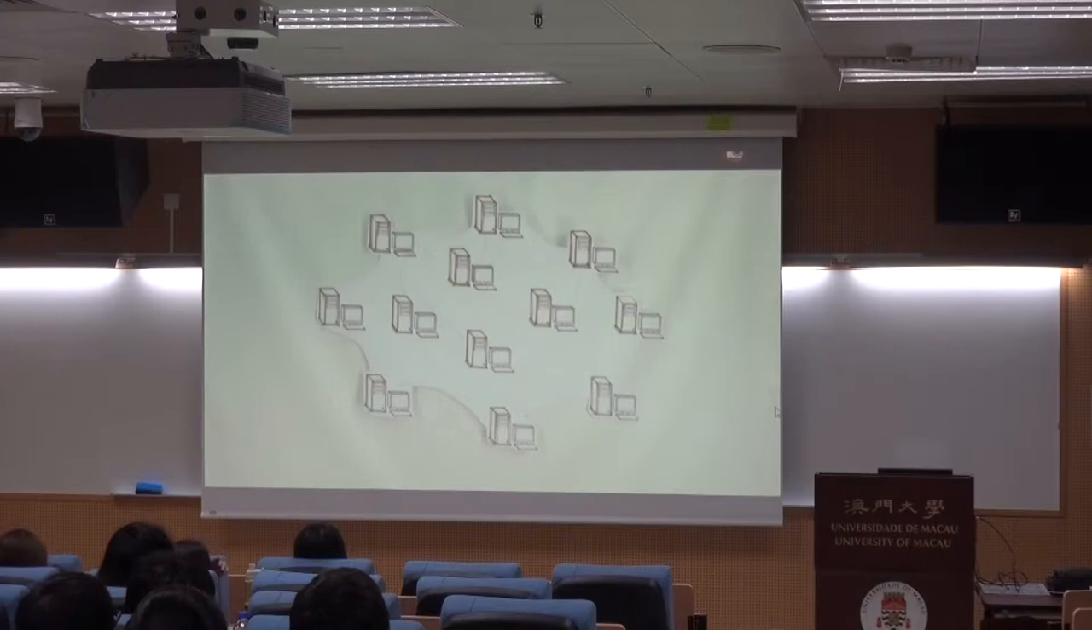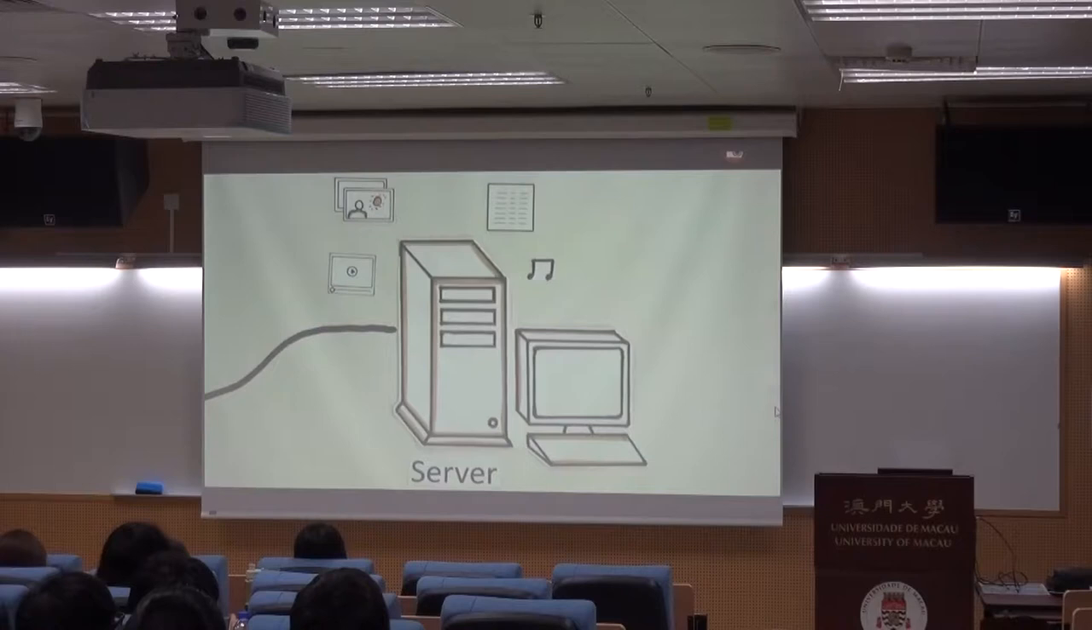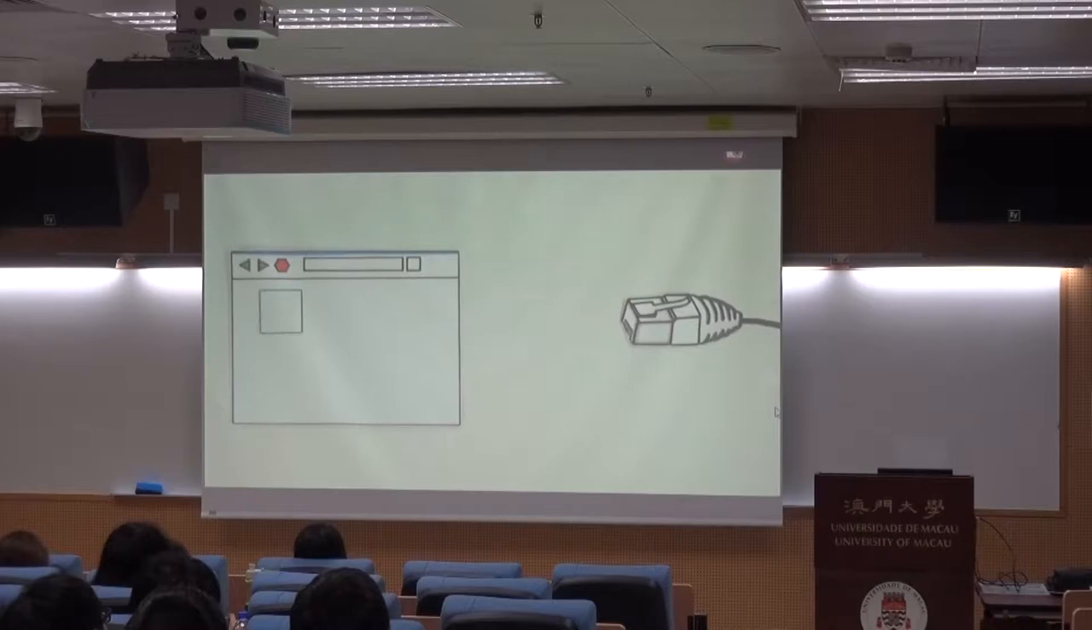So, let's sum it up. To visit a website, we type in a web address or click a link. The information for the website lives on a server. It comes to us as little packets of code, and our web browser translates this code into words, photos, music, videos, and links that help us get things done.